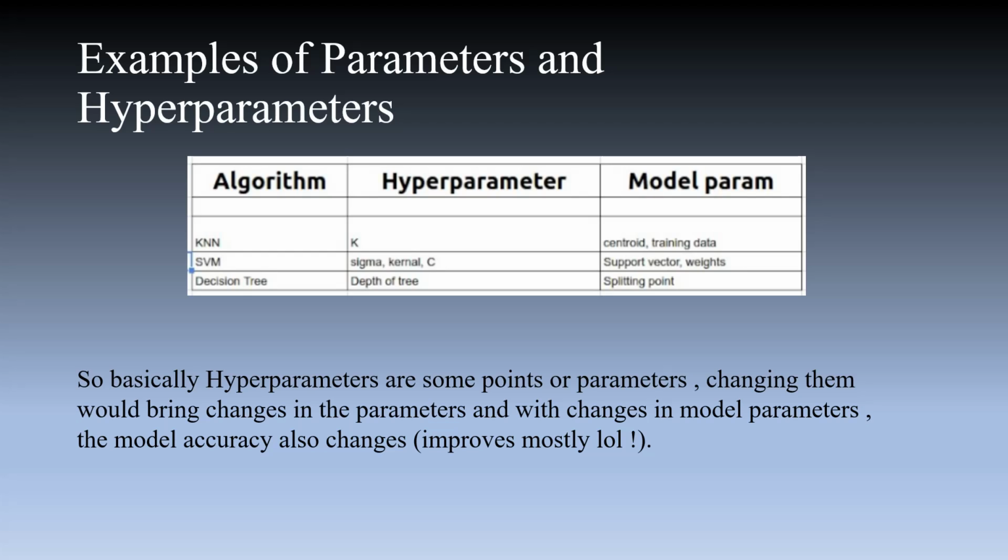Basically, hyperparameters are some points or parameters, and changing them will bring changes in the model parameters, and with changes in model parameters, the model accuracy also changes. Well, obviously, it improves, but you never know, eh?